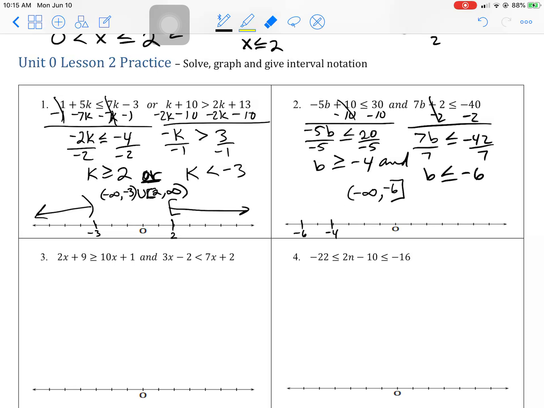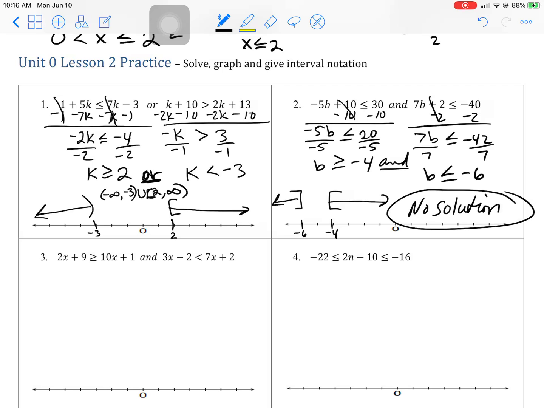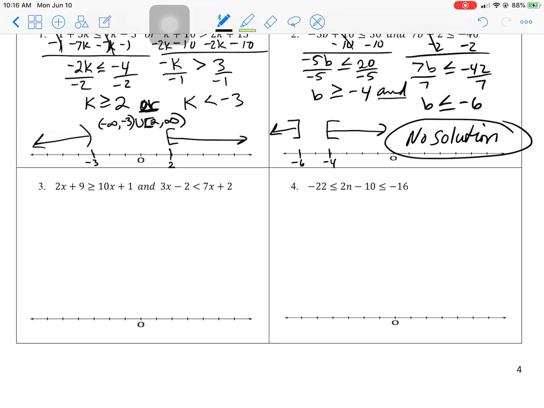Try this again. That says greater than. So it says greater than or equal to. Whoops, let me erase this too. Greater than or equal to 4. Oh, and this says less than or equal to negative 6. And it's an and. Therefore, it is a no solution. Jeez. Sorry about that. Okay, I need to practice apparently.